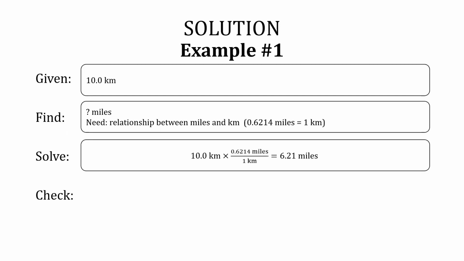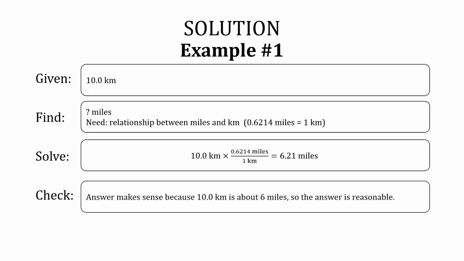To solve this problem, begin by taking 10 kilometers and multiplying it by 0.6214 miles over 1 kilometer, which equals 6.21 miles. Checking this answer can be done by looking at the fact that 10 km is about 6 miles, so the answer is reasonable.